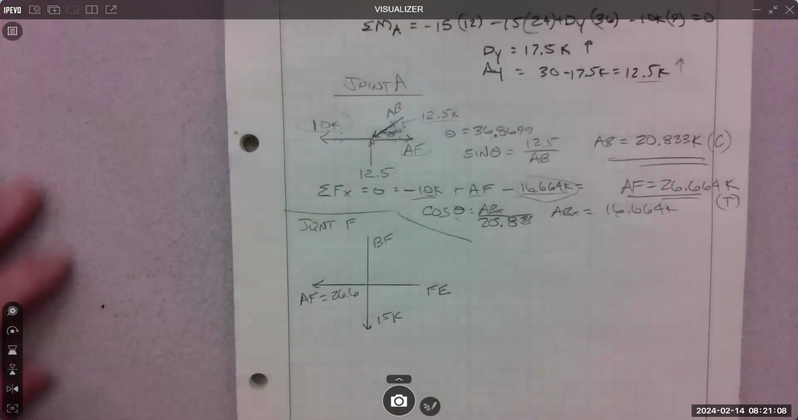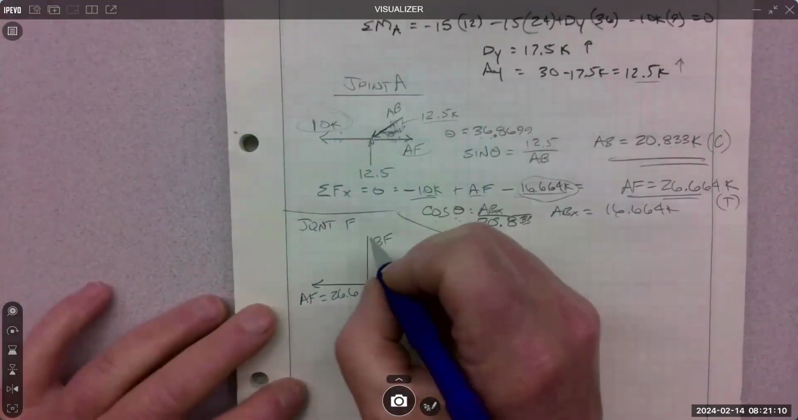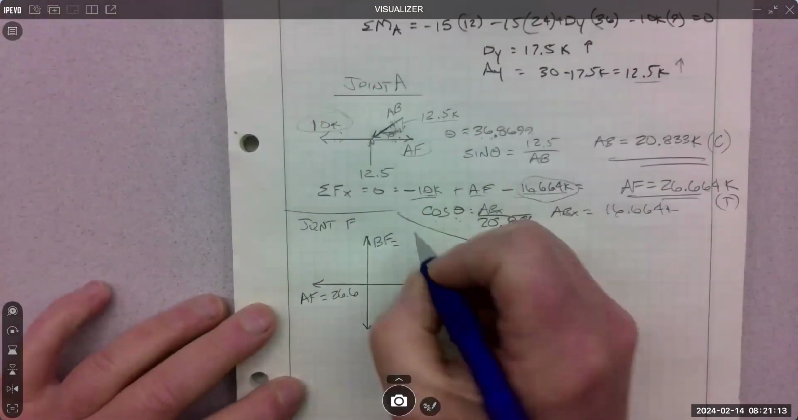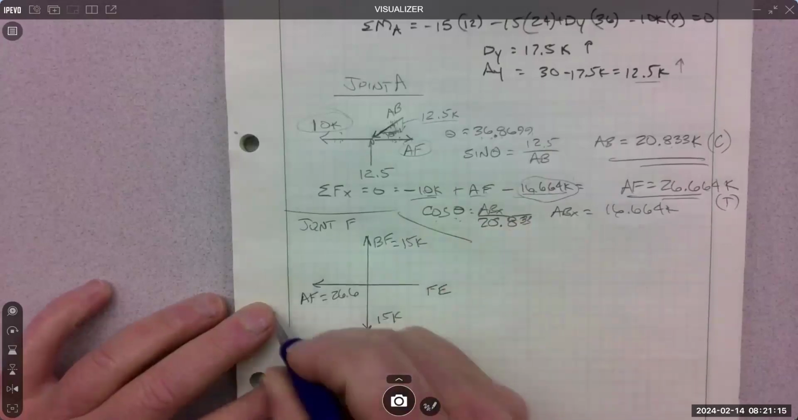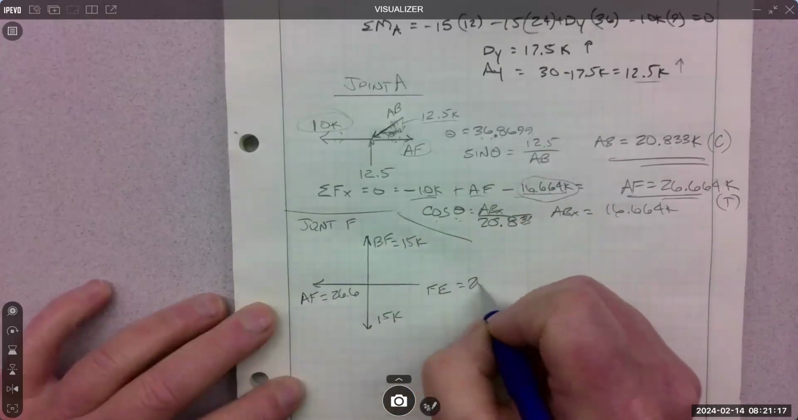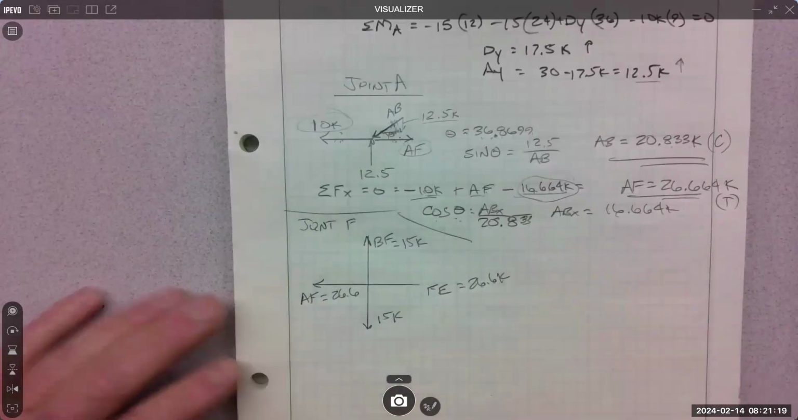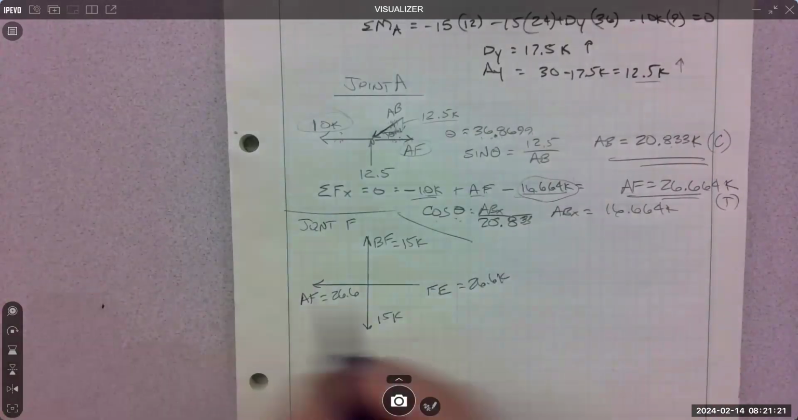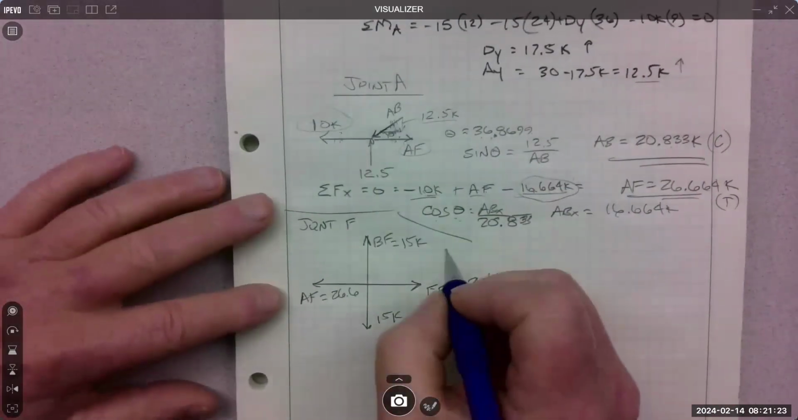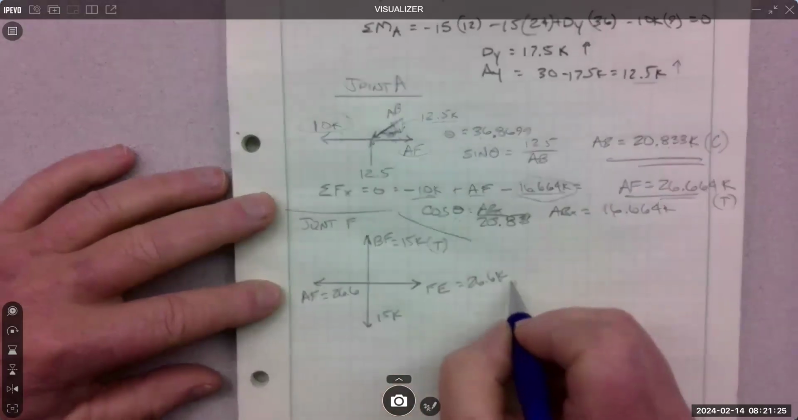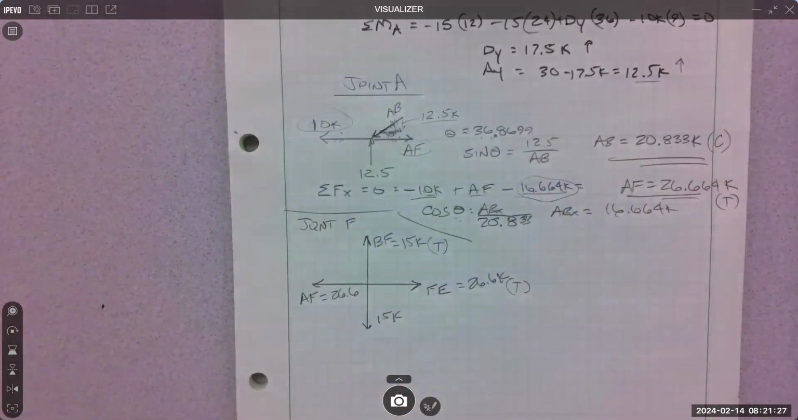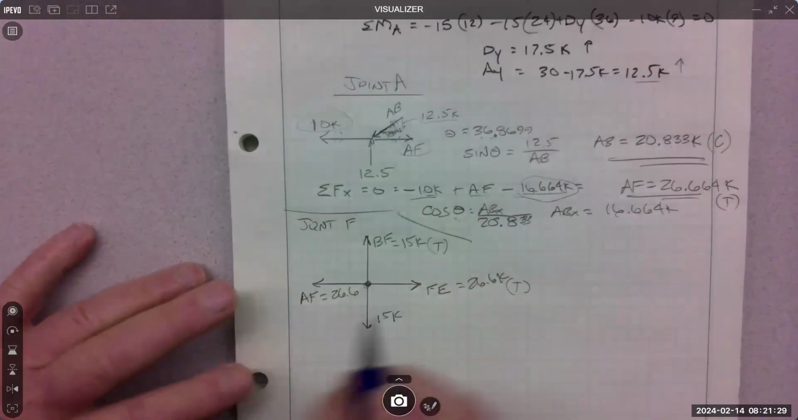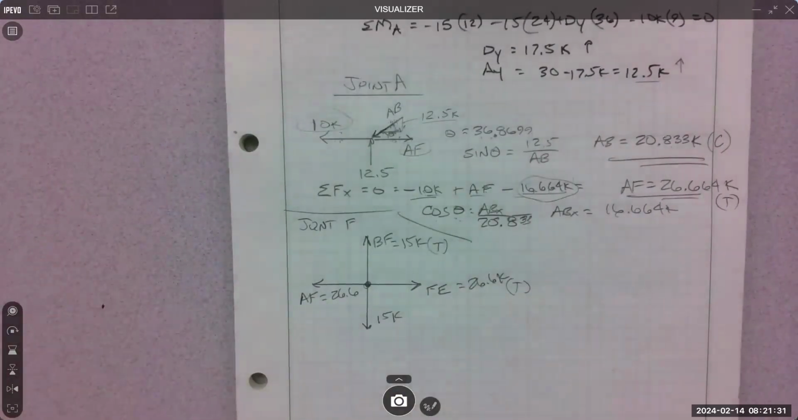Everything just transfers straight through. BF is 15K. FE is 26.6K. Everything in tension, pointing away from the point. So we look for those in a truss. We want to move to them because we solve them pretty easily.